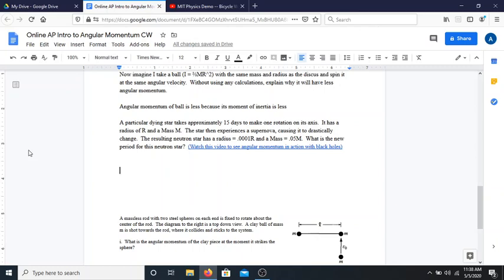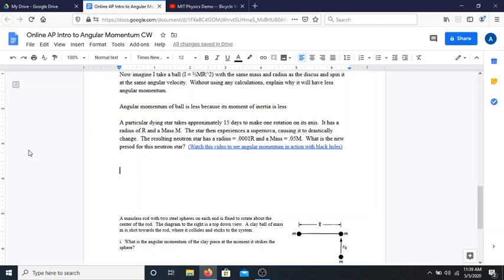So afterwards, whatever star is left over, in this case a neutron star, now has a much, much, much smaller radius, 0.0001 of the original radius, and a much smaller mass, 0.05 of the original mass. We want to figure out how fast the star is going to spin now.